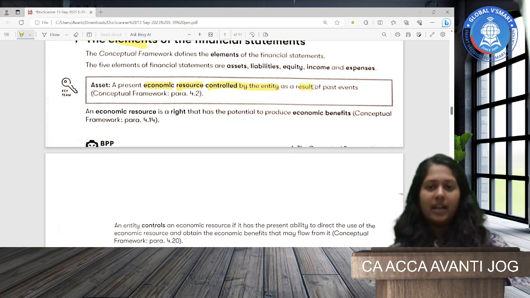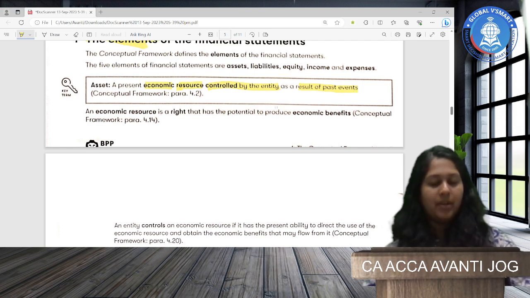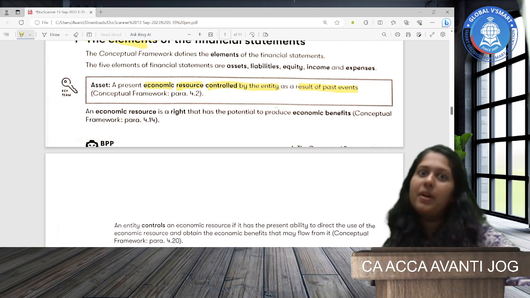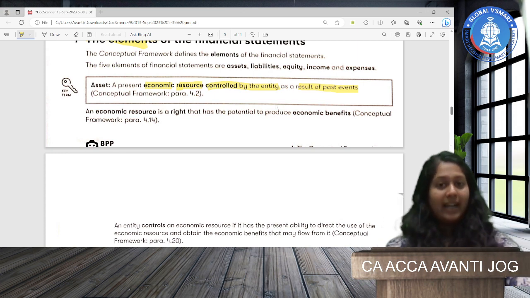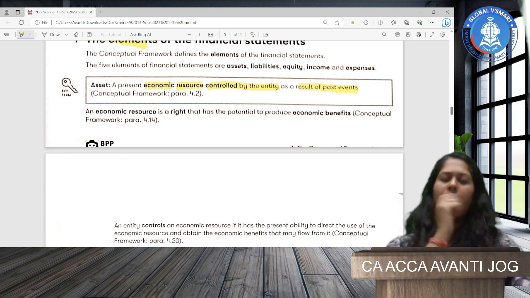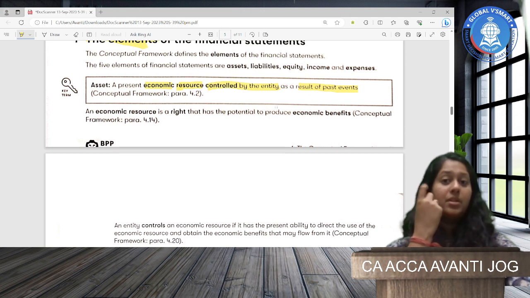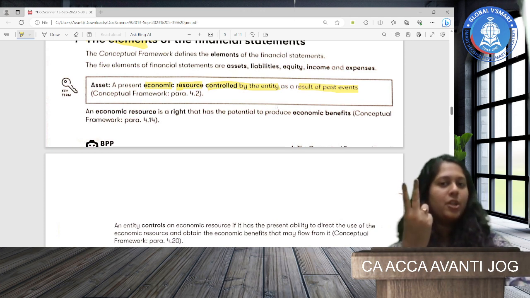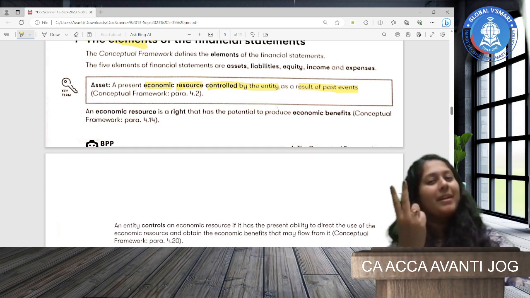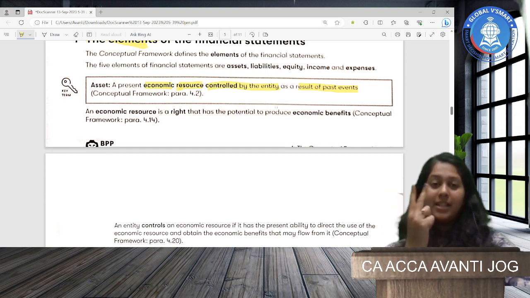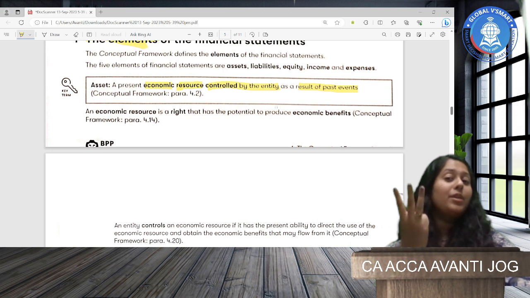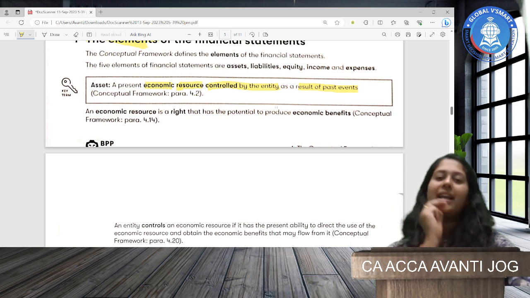Because as a result of past events. So, what are these past events? Okay, so for example, you purchased a machinery in 2019 to make goods and services. What is the past event? You purchasing the machinery. Do you have control? Yes, you own the machinery. And what is the economic resource? The economic resource is that you can make goods and services out of it and get income.